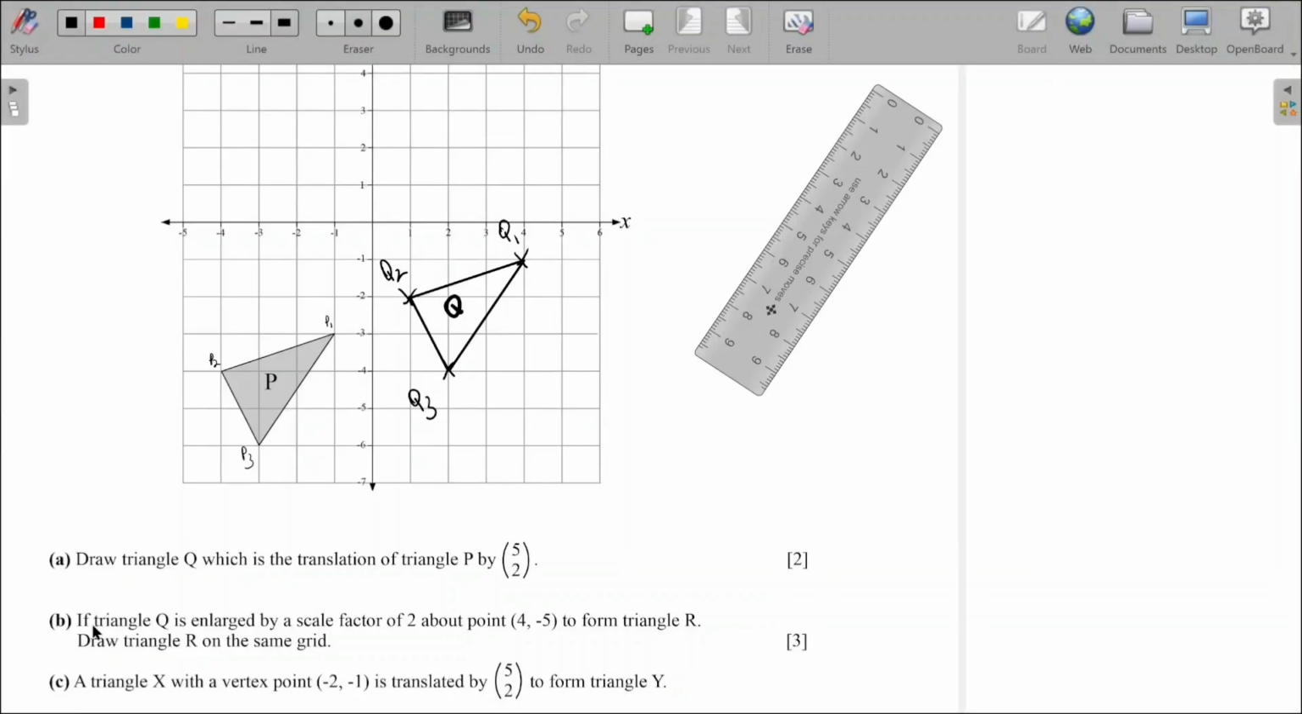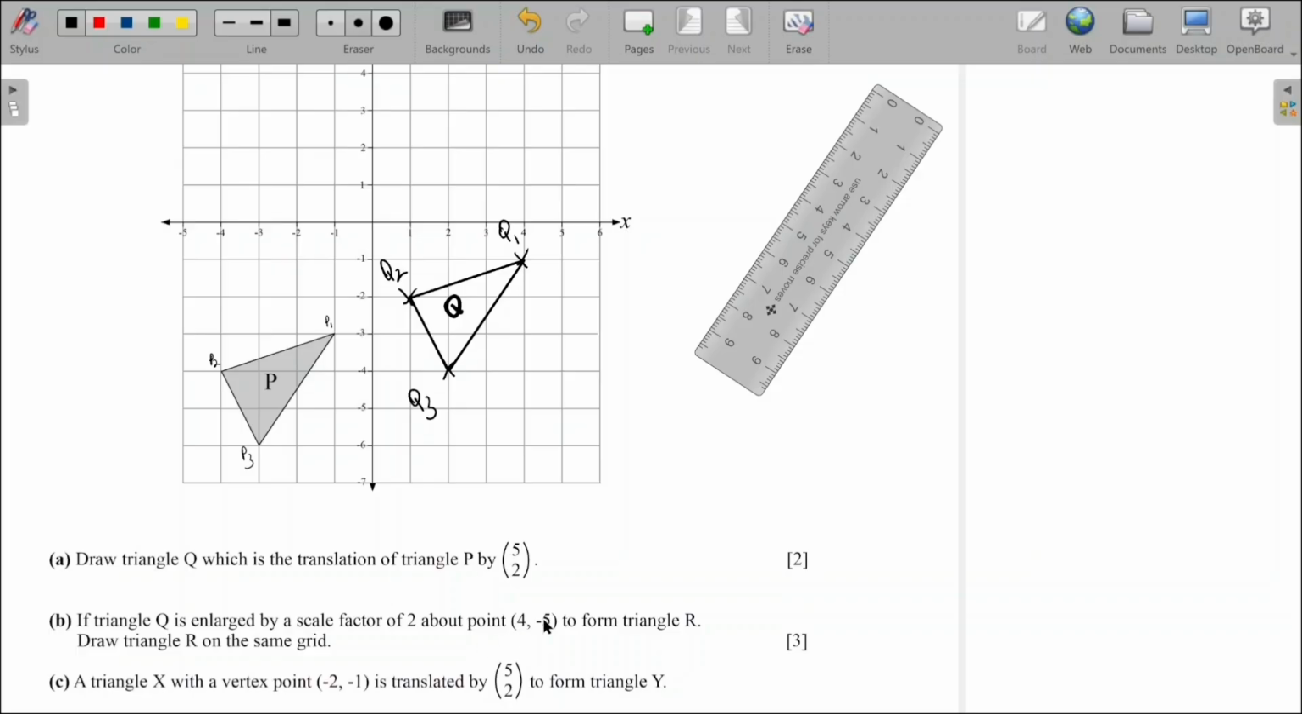Question 26b says if triangle Q is enlarged by a scale factor of 2 about point (4, -5) to form triangle R, draw triangle R on the same grid. So we're enlarging triangle Q by a scale factor of 2 to form triangle R. They gave us a point about which triangle Q is to be enlarged to R.